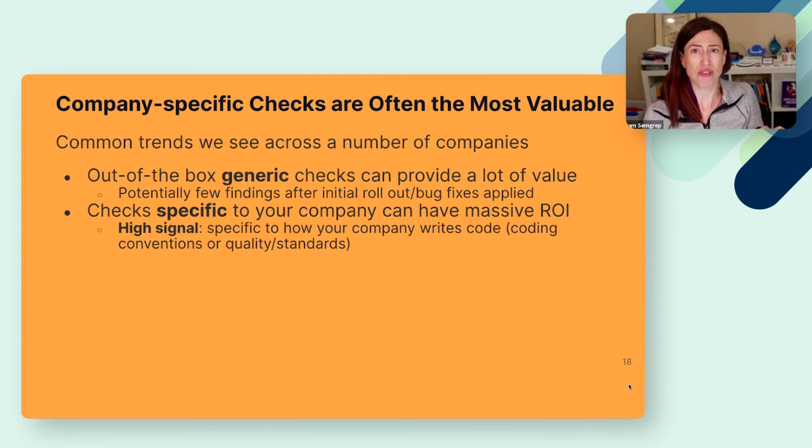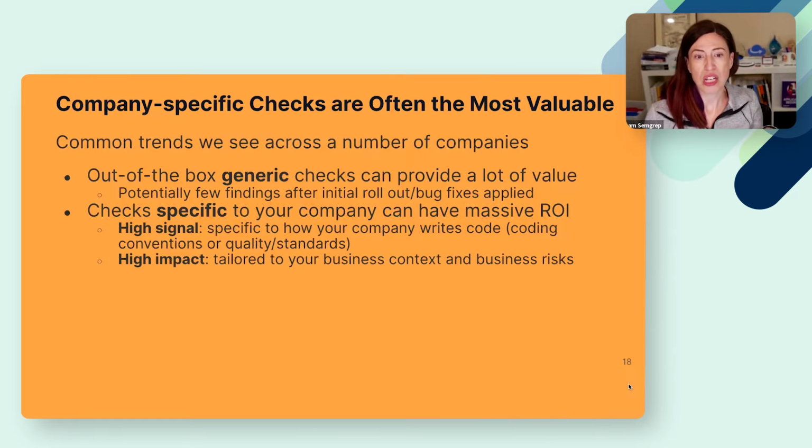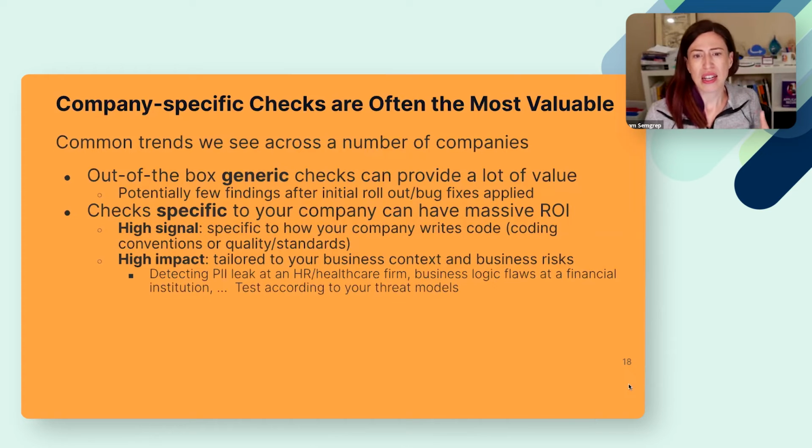So it's not just for security bugs. It could be any type of bug or a style, whatever it is that you want, you can enforce it with these custom rules. You can tailor it to your business context or specific risks, for instance, looking for personal healthcare information or business logic issues, which is often design, the way you built a thing. You can test according to your threat models as well. If you're doing threat modeling at your org, you can actually write rules to look for those threat models.